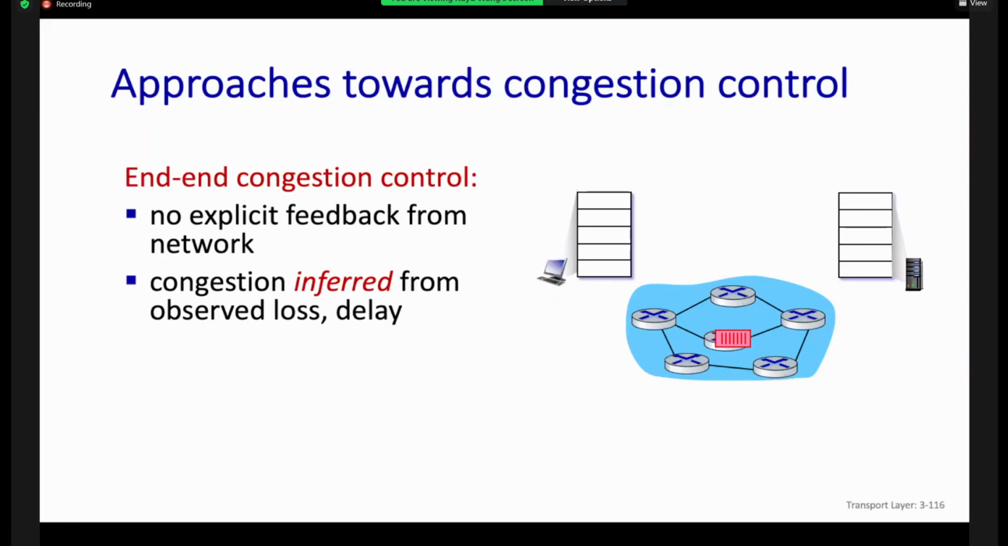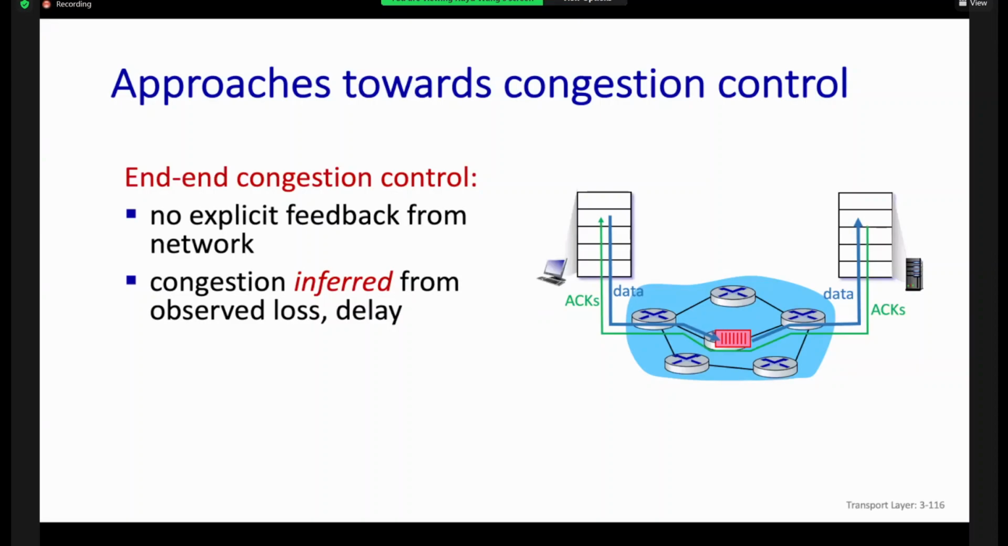There are two approaches. The first one has no explicit feedback from the network; we just consider end-to-end congestion control. In this case, we send data from the client and the server gives feedback, an ACK. How do we do congestion control? Based on the feedback, the ACK. When we get an ACK, we can increase the window size. If a timeout expires, we can decrease the window size. Or if we get a triple duplicate ACK, we can decrease the window size.